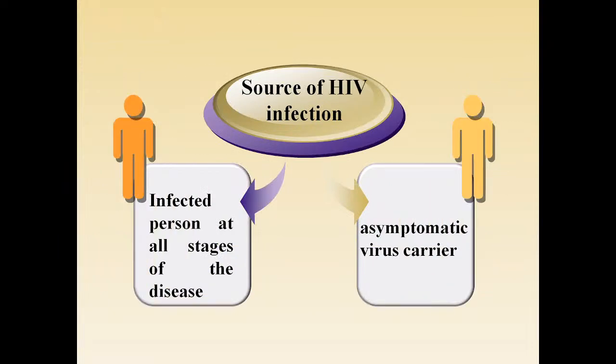Source of HIV infection: an infected person at all stages of the disease, and maybe an asymptomatic virus carrier.